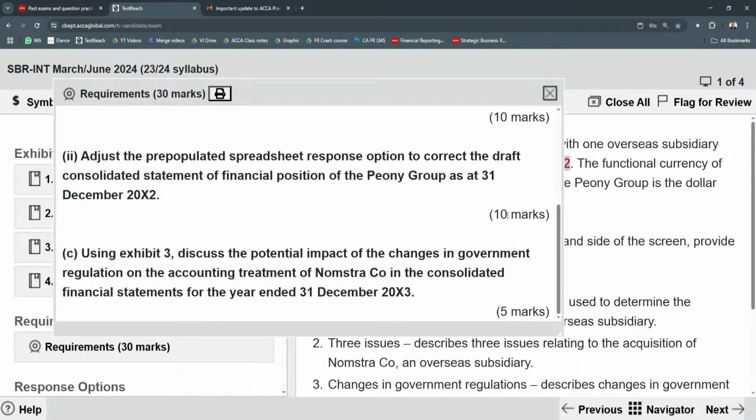I am making a note of it. Question number 1: explanation or discussion is 20 marks and calculation is 10 marks. So we'll understand how many marks are for calculations and how many marks are for explanations.